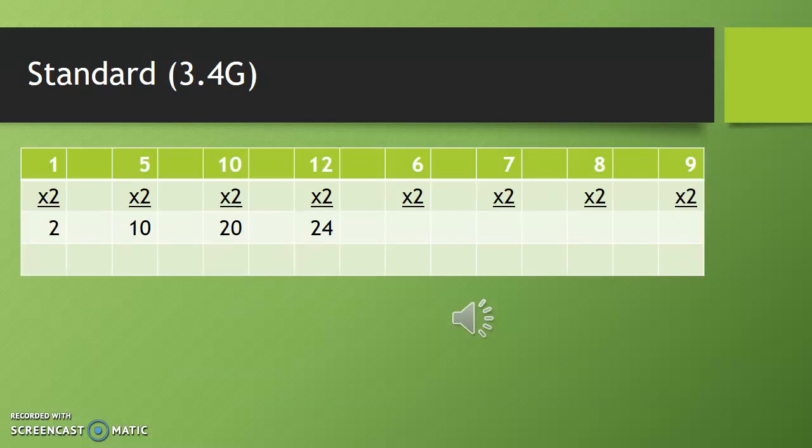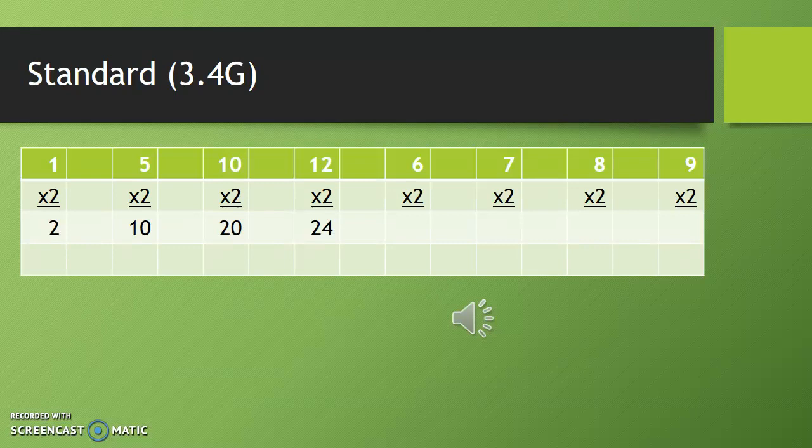10 times 2 equals 20. 12 times 2 equals 24. And don't forget about those doubles. If you think, oh no, I can't do that, yes, you can, because you can double 12, and you know it's 24. 6 times 2 equals, I want you to think about it. You're right, it equals 12.